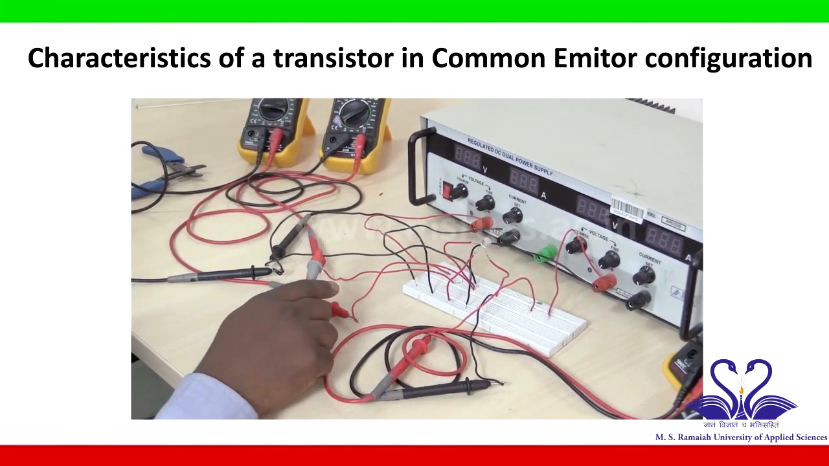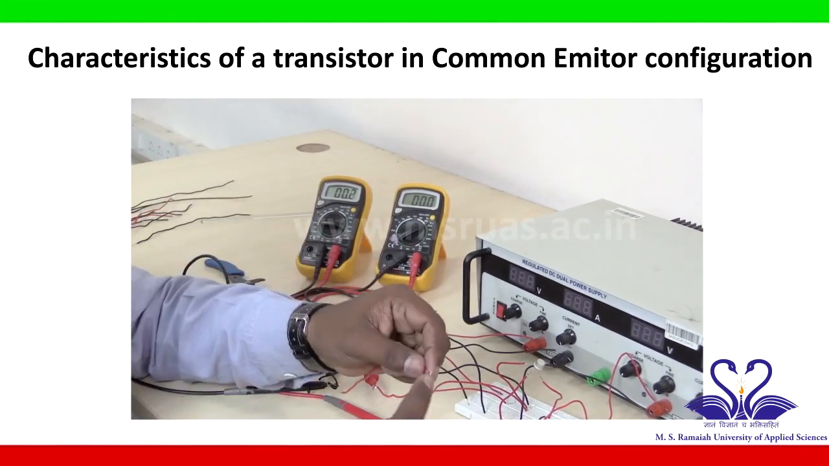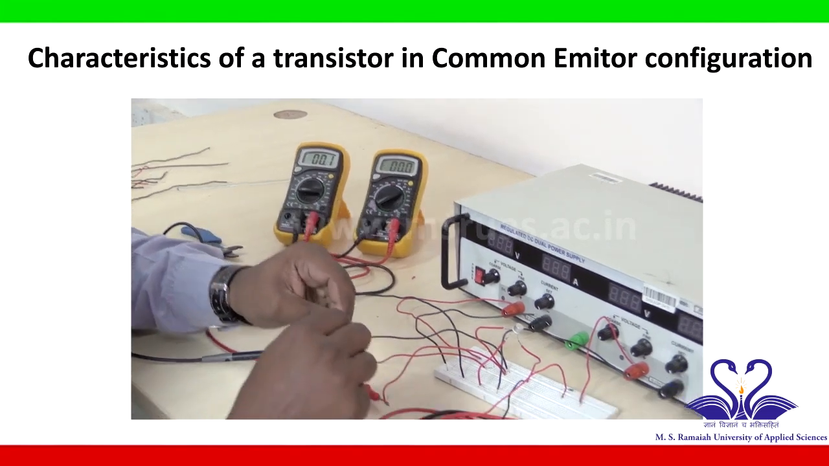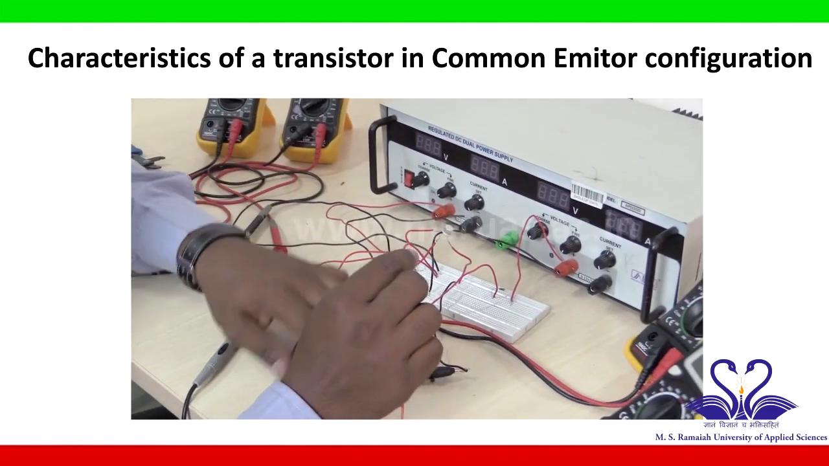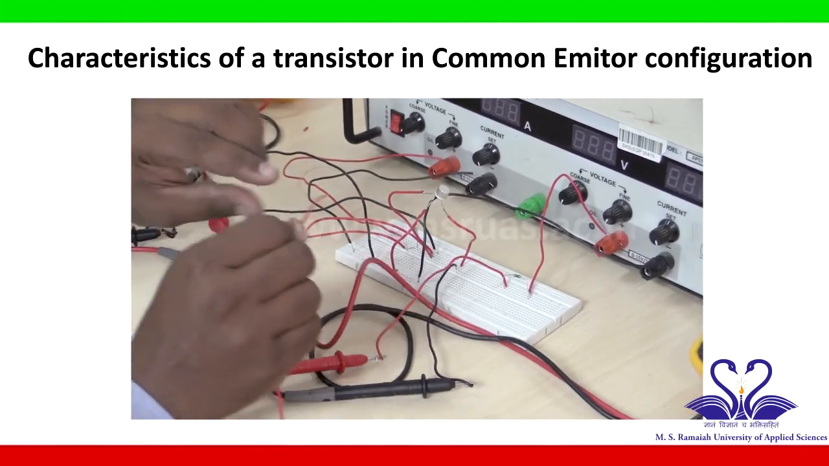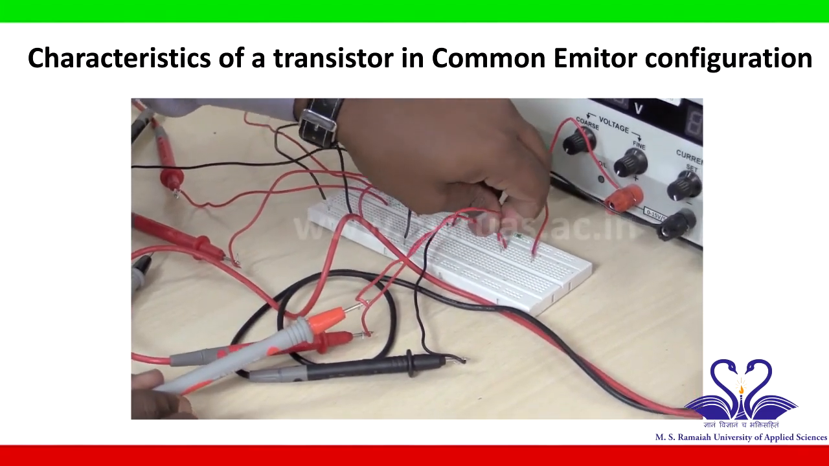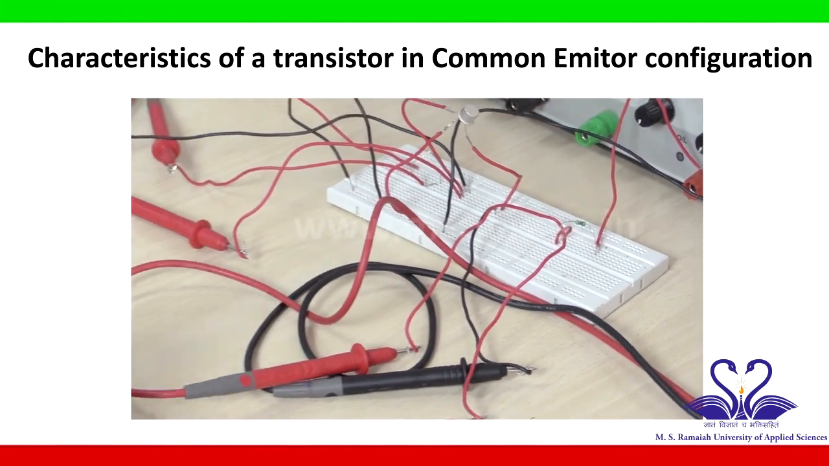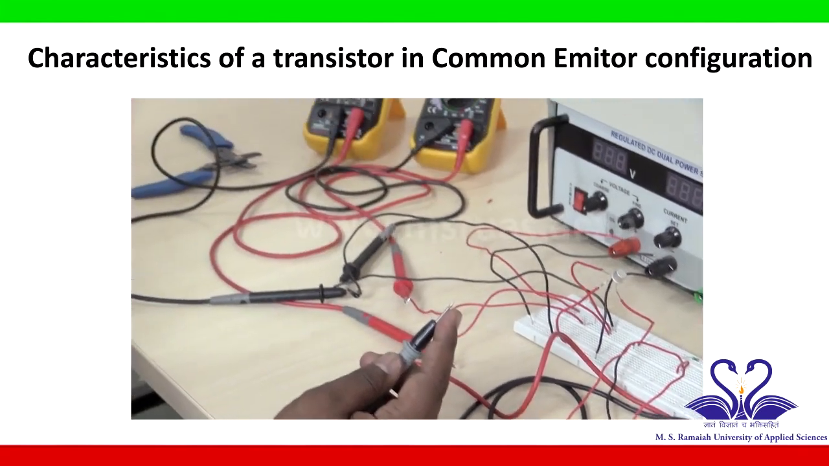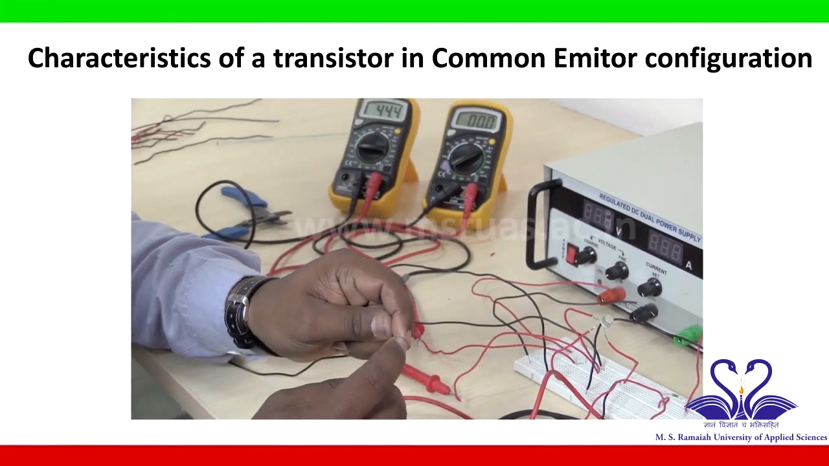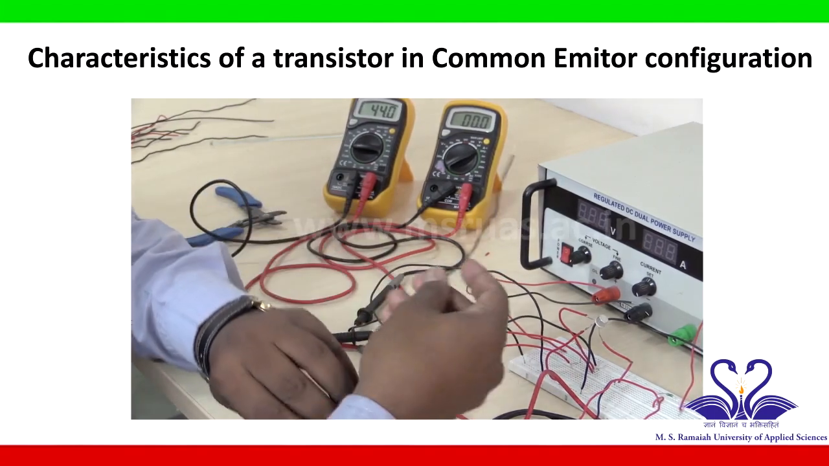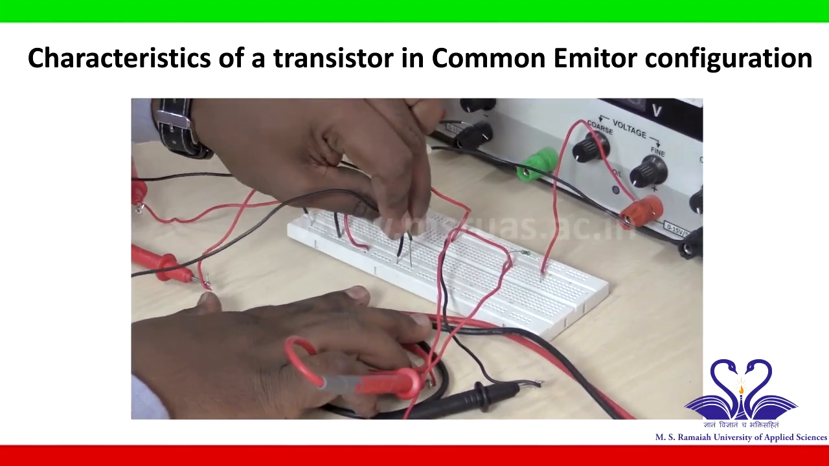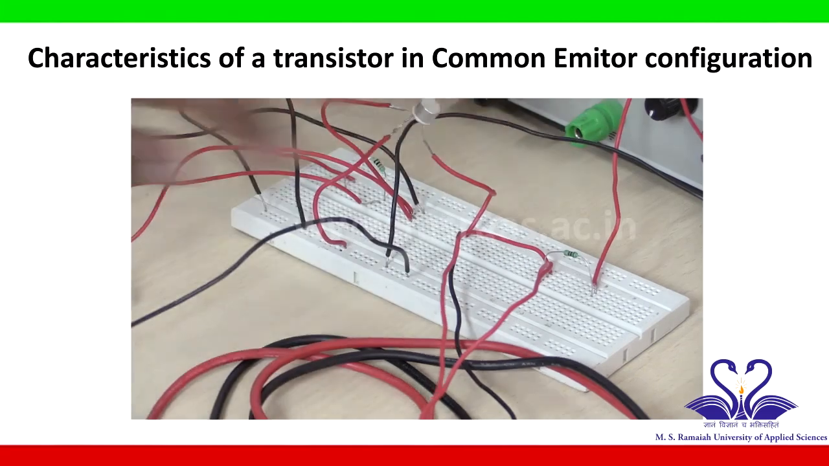Based on the circuit diagram, the positive of this multimeter is connected to the positive of the ammeter. So this is the positive of the ammeter. At this point I will connect this voltmeter, and the negative of this voltmeter is connected to the ground. So take the negative of this voltmeter and connect it to the ground. As I told, this is the ground line, connect to this ground line.